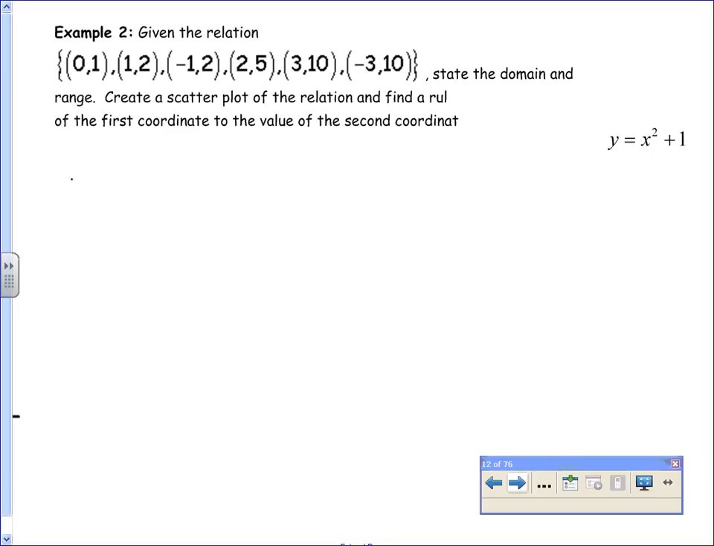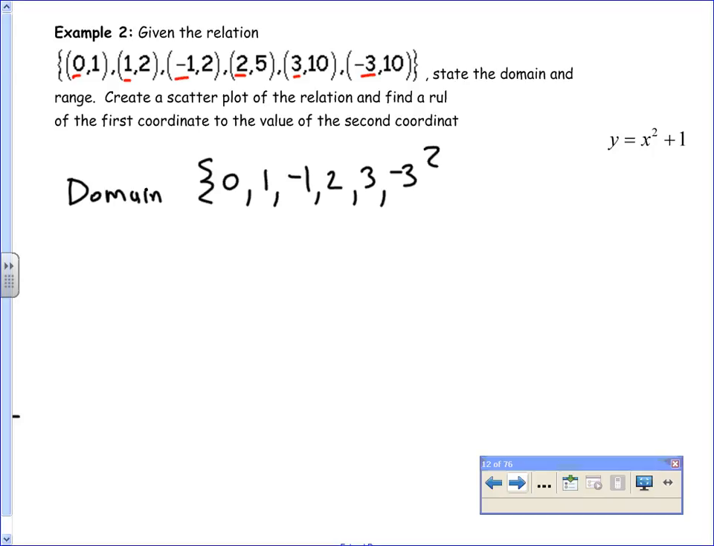So the domain, the set of all numbers in the domain, again, really easy, is going to be your 0. And if they're repeated, you don't need to write it. You only need to write it one time. So you've got a 1, a -1, a 2, a 3, a -3. Those values came from all of my input values.